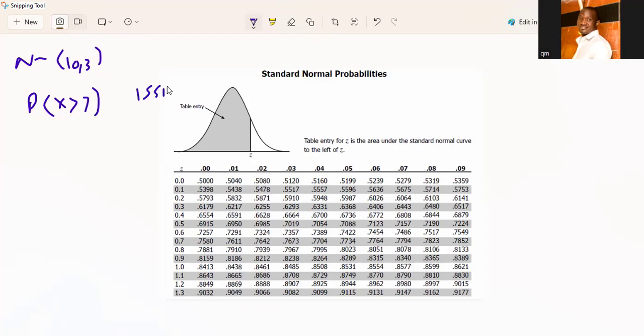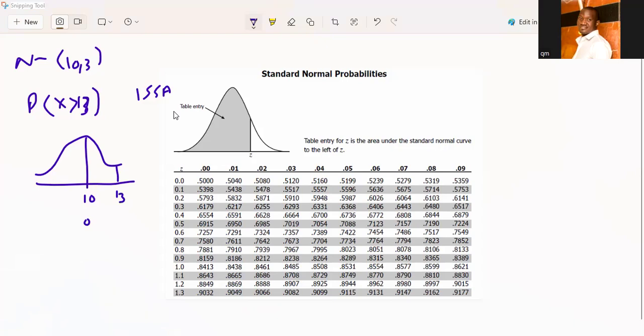Illustrate. How do we illustrate? The mean is in the middle here at 10. When you standardize the mean, it's always 0. Then we're going to put 13, a positive number now, on the right side. Then greater means shade on the right. So we're going to shade x greater than 13 on the right here.